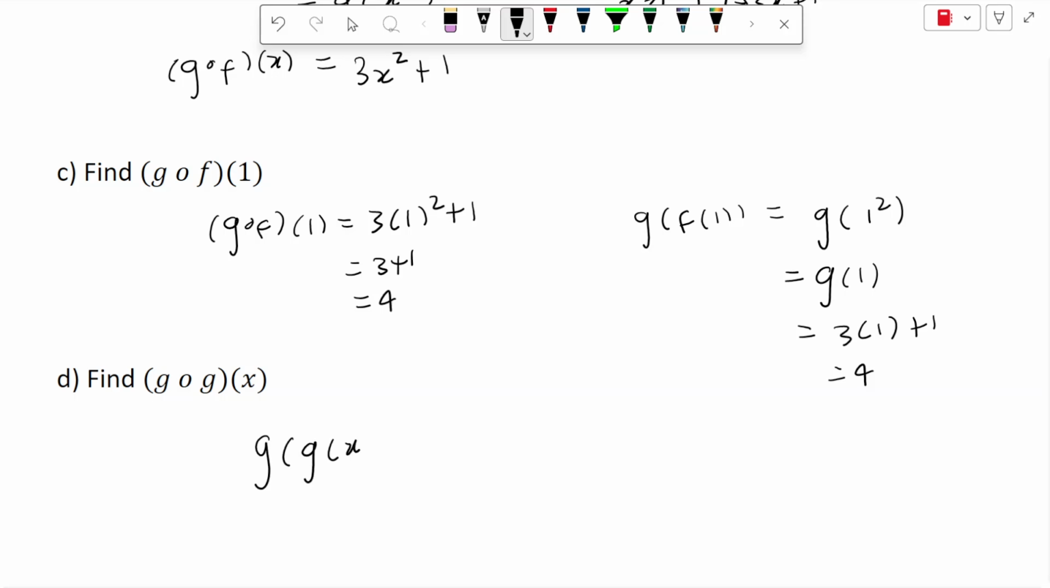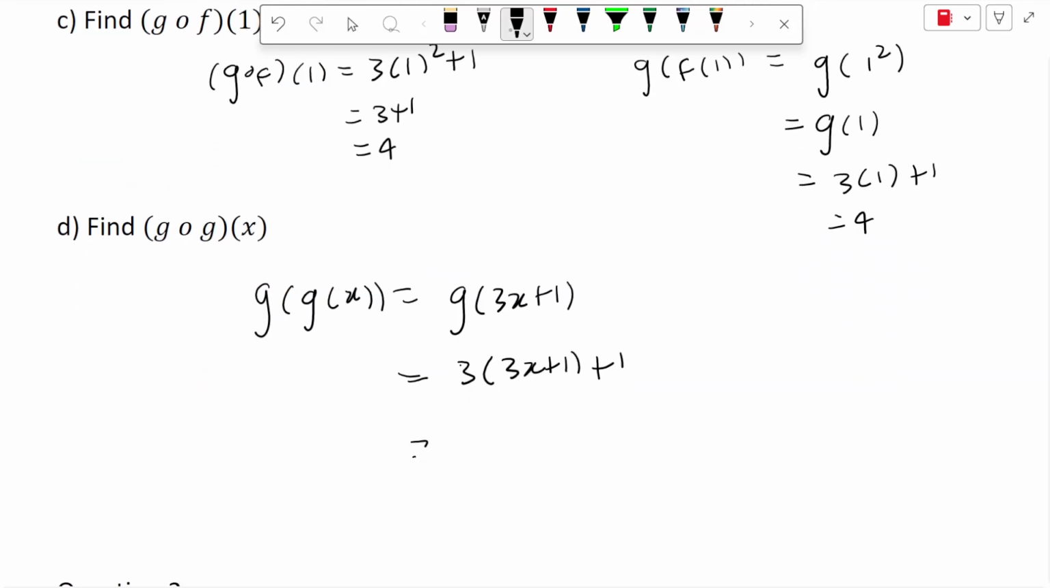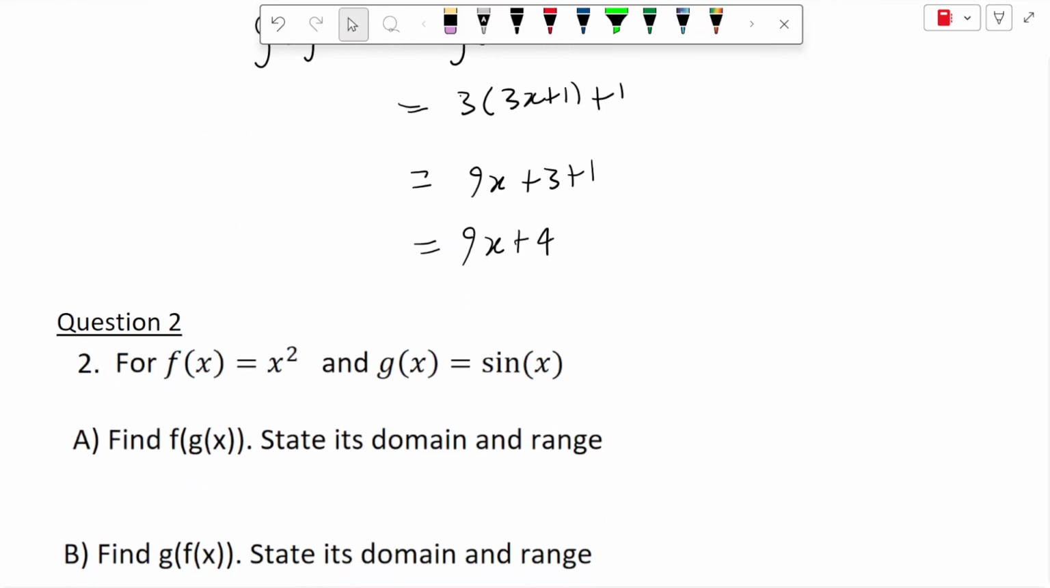g of g, you can actually compose a function with itself. So g of g of x is going to be g of 3x plus 1. What does g do? It does 3 times what you put in. So we're putting in 3x plus 1 to that, and then adding on 1. So that's going to give you, if you expand it out, 9x plus 3 plus 1, or 9x plus 4. So you can compose a function with itself as well.